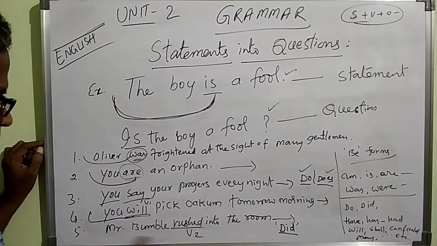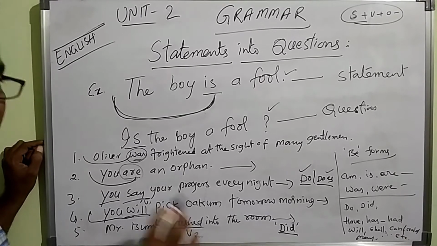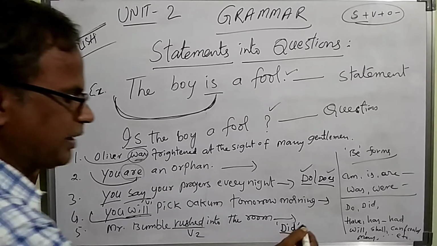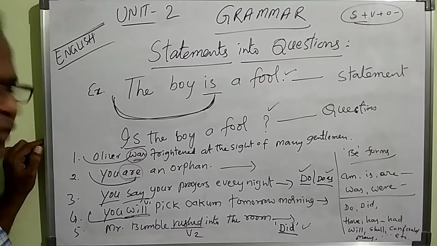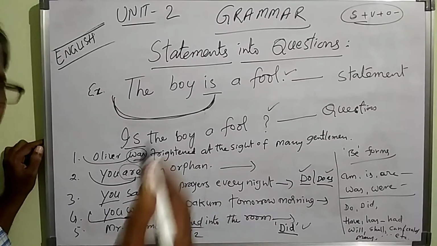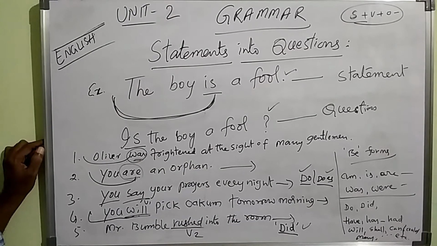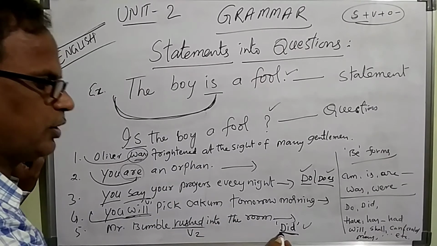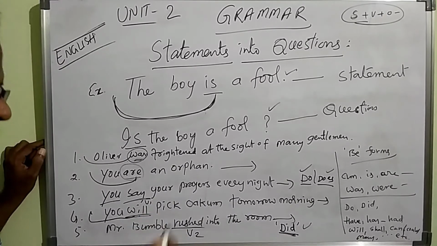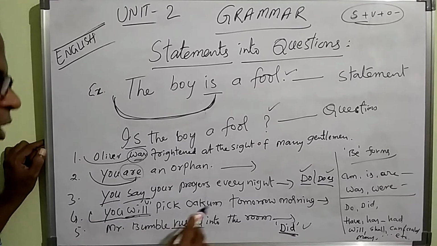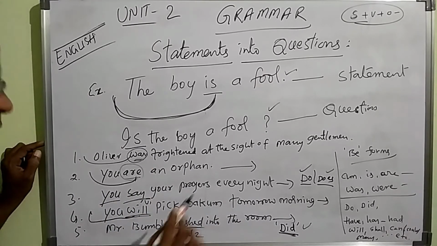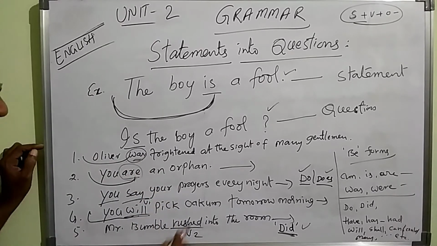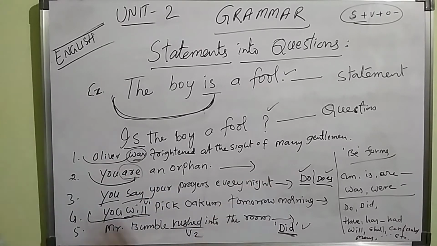How to change? Did Mr. Bumble rush? Not rushed, because did is already in past tense. That is why V2 becomes V1. You have to change rushed into rush only when we are making the question with did. So if you write it clearly: did Mr. Bumble rush into the room? I repeat, did Mr. Bumble rush into the room? This is a simple past tense yes or no answer question.